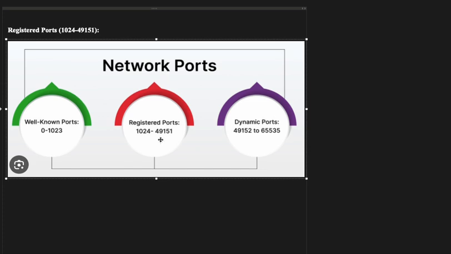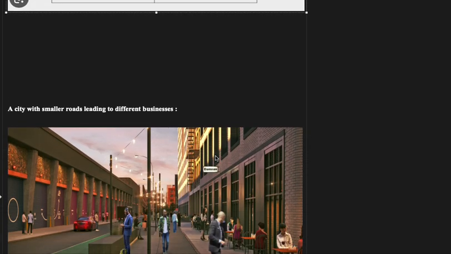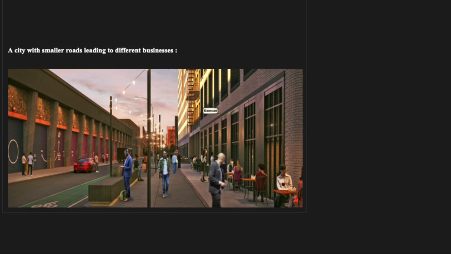And registered ports, if you can see, the range starts from 1024 to 49151. Let's take an example here again: a city with smaller roads leading to different businesses. These ports are used by specific applications or companies. Let's say if you use apps like Zoom or Skype, they communicate through this port range, which is 1024 to 49151. So this is where apps like Zoom and Skype communicate.